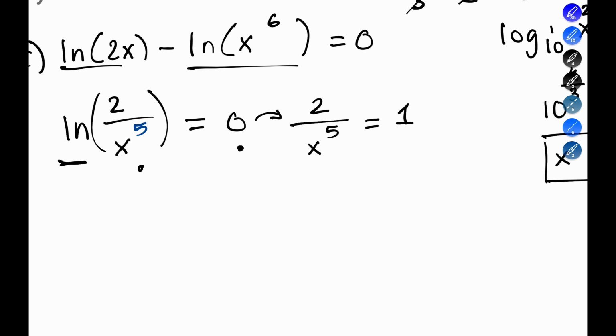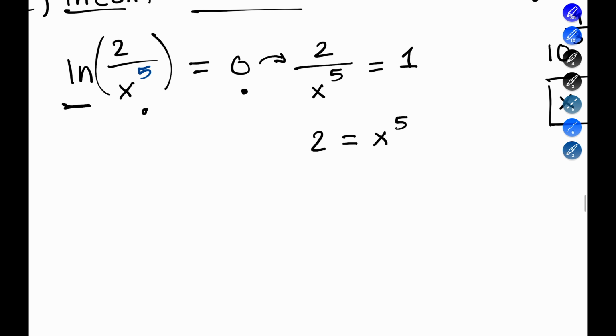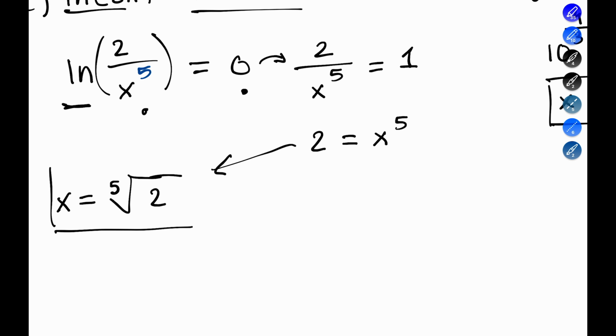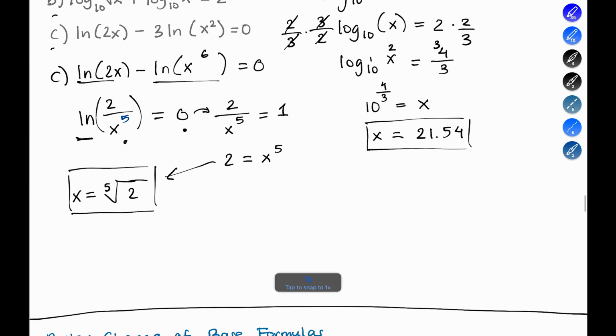And now we could solve for x this way. The first step is multiplying both sides by x to the power of 5. We're going to get 2 is equal to x to the power of 5, and x will be equal to the 5th root of 2. So that is our answer for part C.